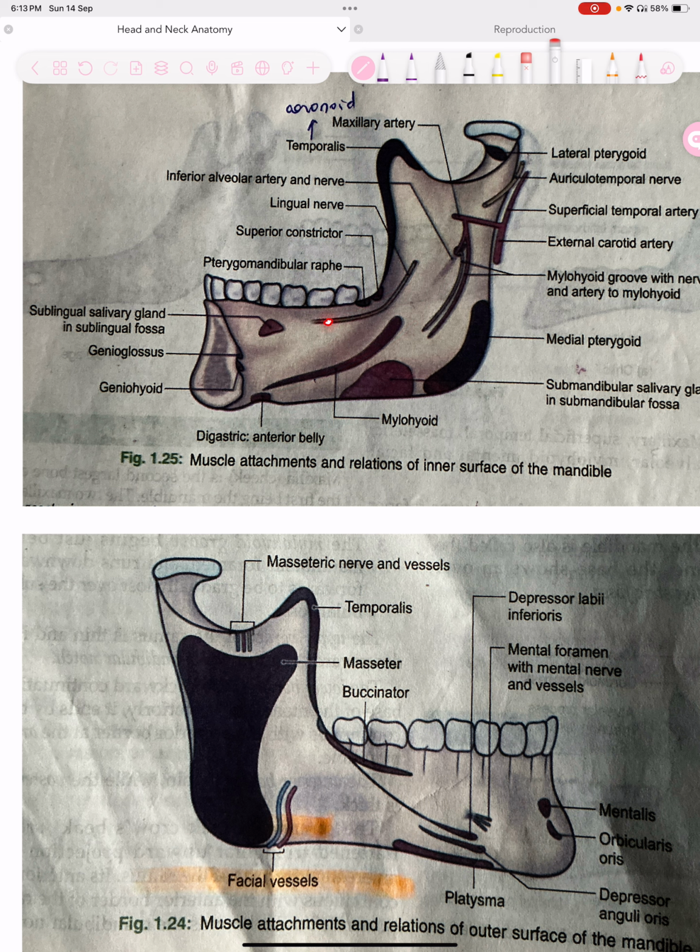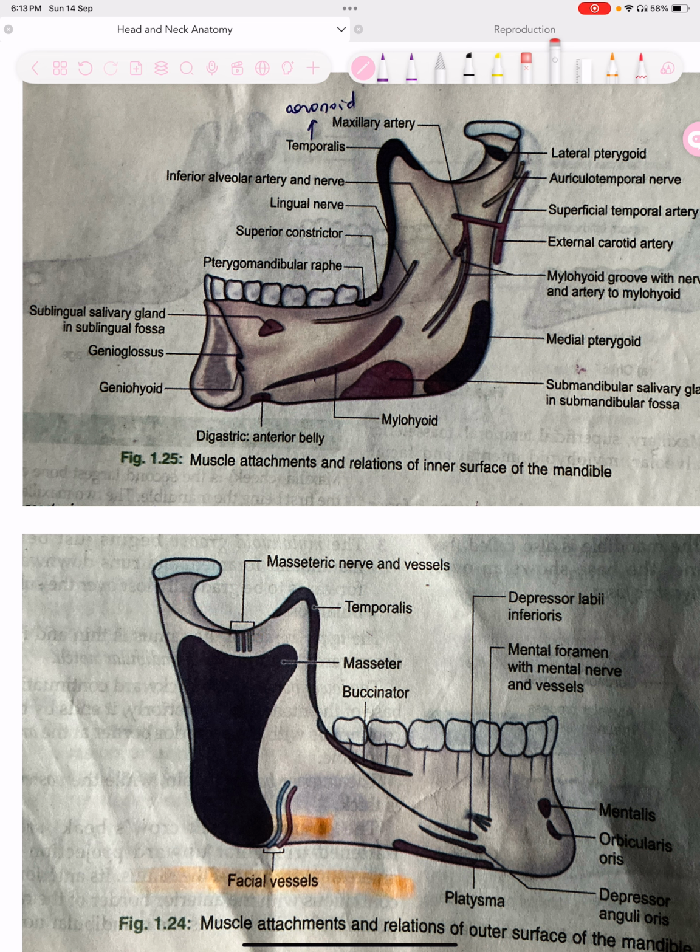And sorry, mylohyoid line, right? It should be in front of the mylohyoid. Okay, you can say this is the groove, right? So in front of groove and line both, you have the lingual nerve, which is alone. Then the mesenteric nerve. It's very important. It will be here on the mandibular notch. So mesenteric nerve and vessels both.